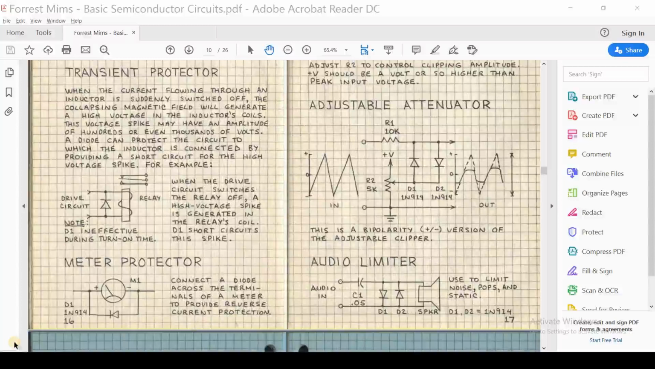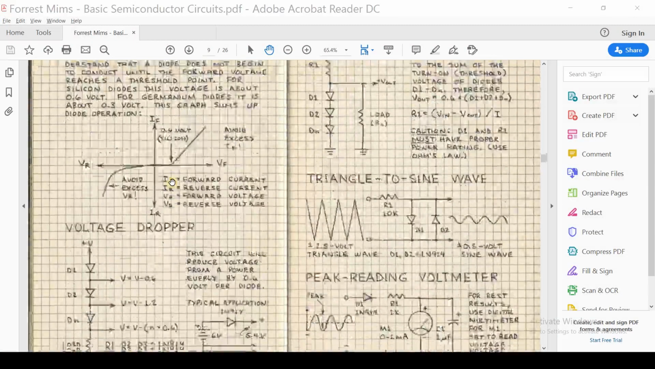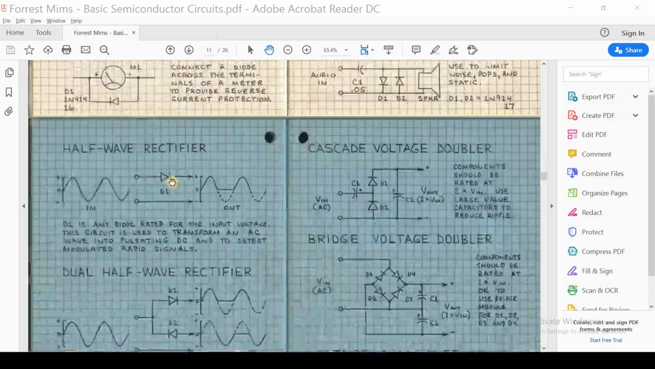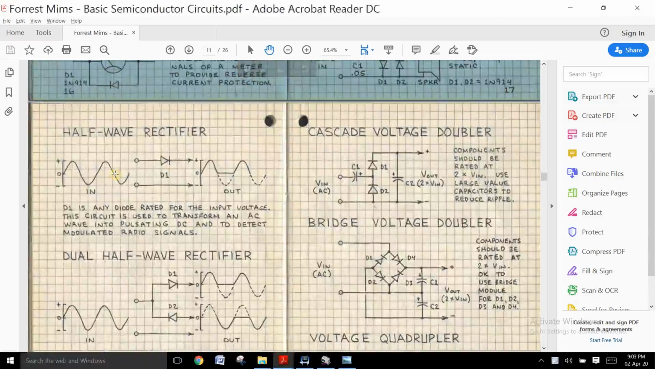Now guys, let's talk about rectification. You have to read all this by yourself. So we start with rectification now. Rectification is the conversion of AC to DC. Conversion of AC to DC.